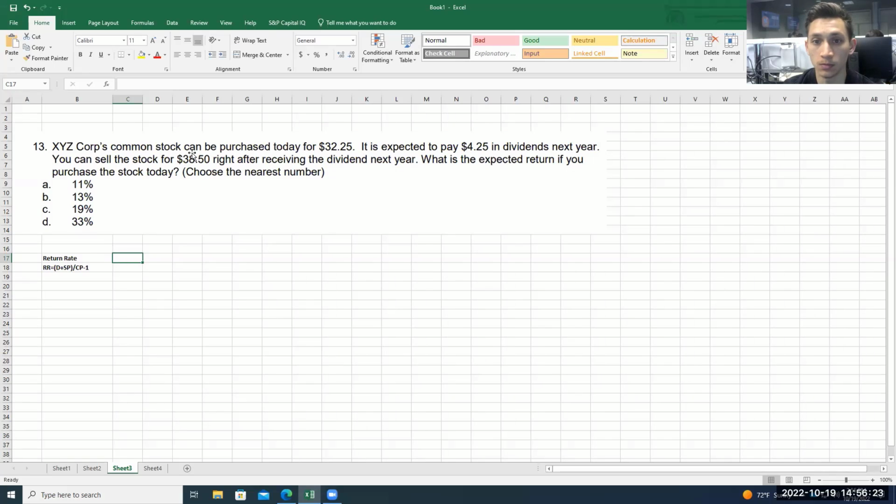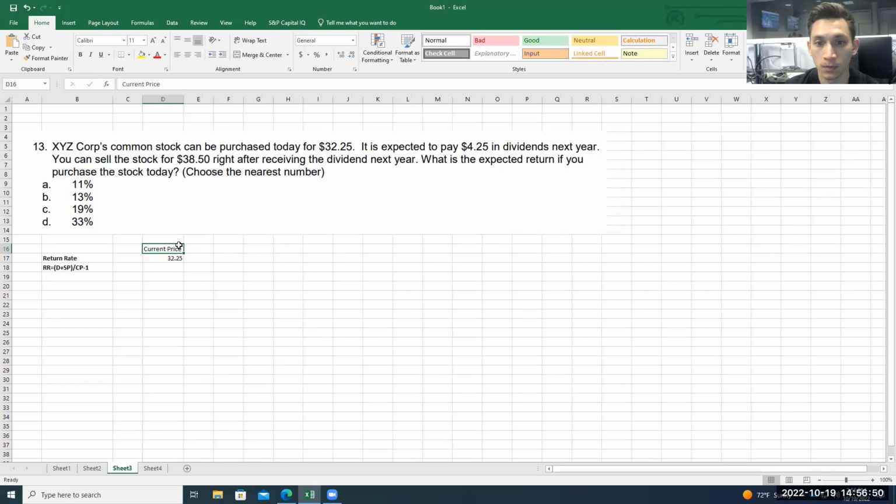All right. So I'm going to use the numbers that we were given, plug them into this formula essentially, but I like to go ahead and break down what we have. We're given that the common stock can be purchased today for $32.25. It's going to be our current price of the common stock. It is expected to pay $4.25 in dividends next year. So that's going to be the dividends for next year.